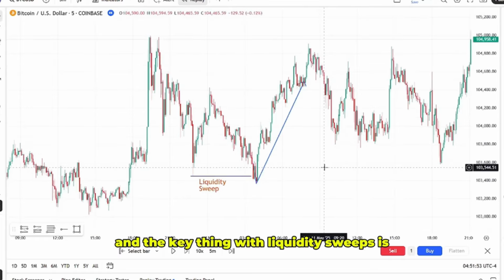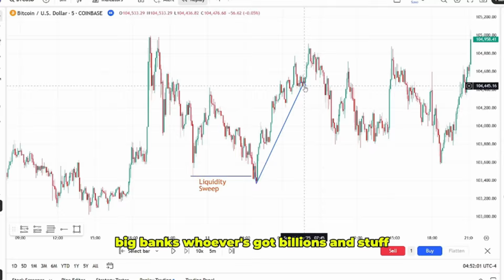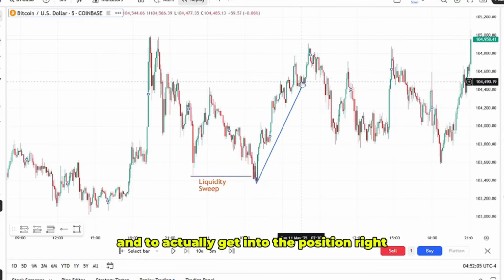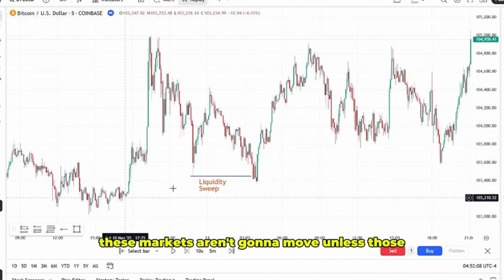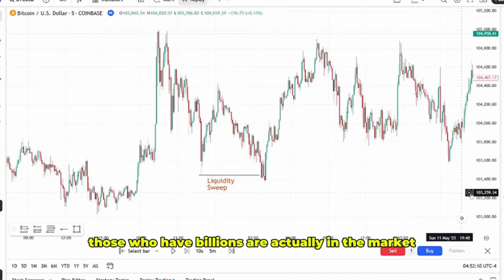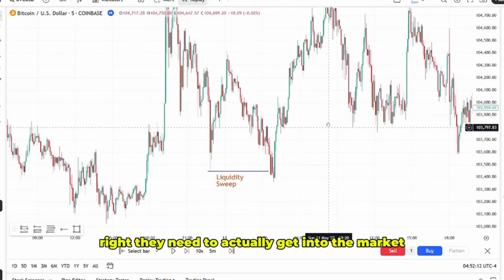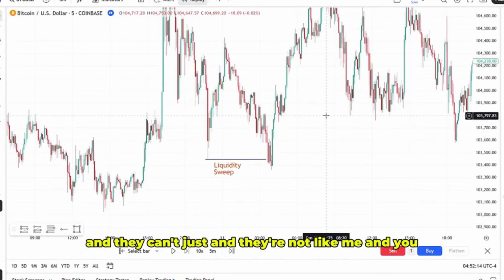And the key thing with liquidity sweeps is all the explosive moves will always occur once there's been a liquidity sweep. And the reason for that is because it allows smart money, big banks, whoever's got billions, to actually get into the position, right? Because the reality is these markets aren't going to move unless those in the know, those who have billions, are actually in the market, right? They're not like me and you.